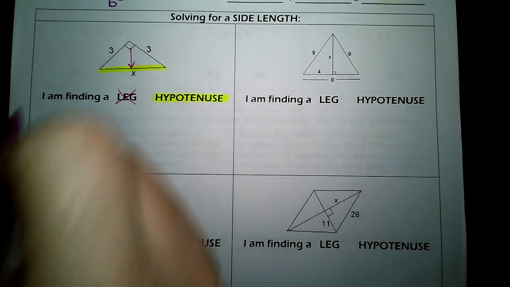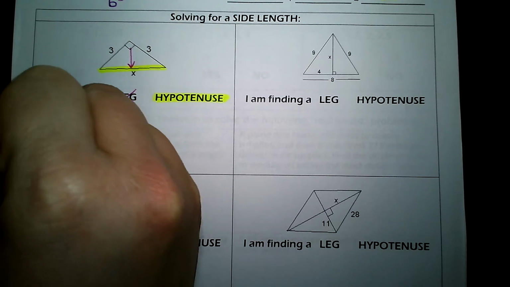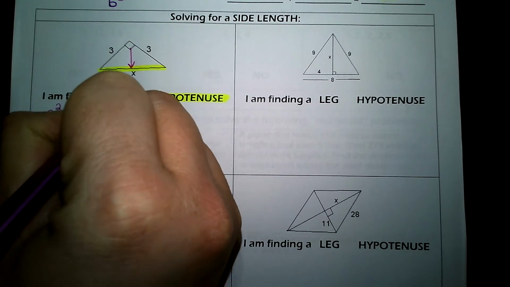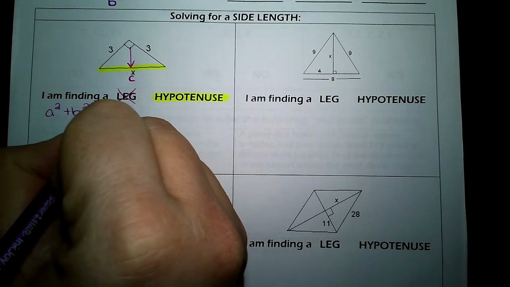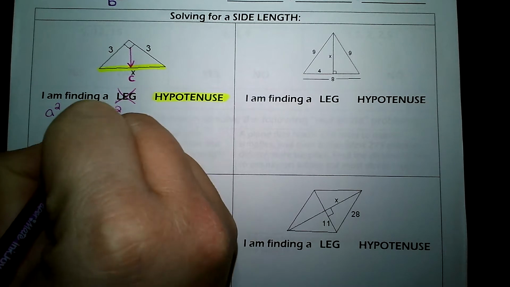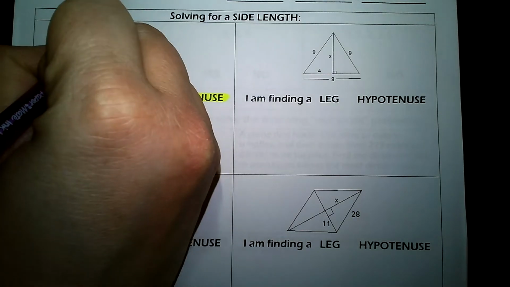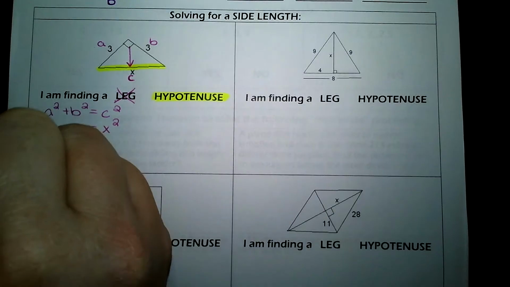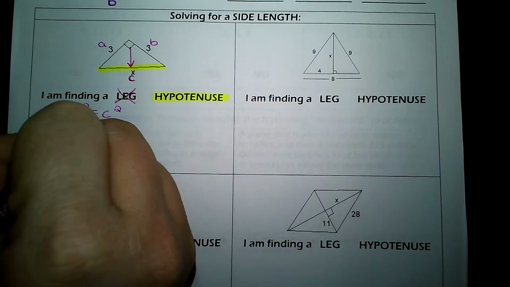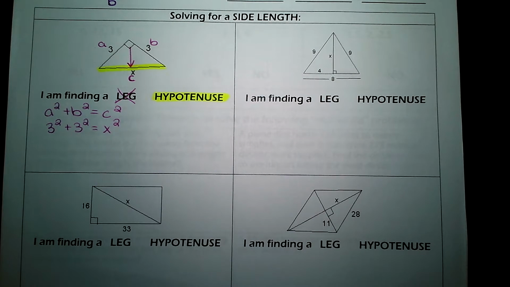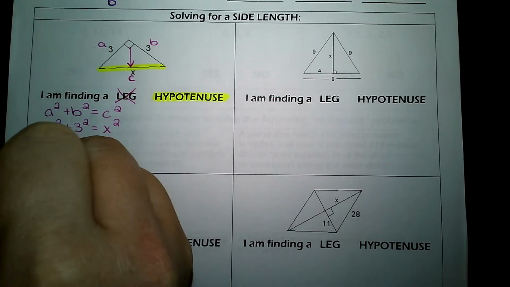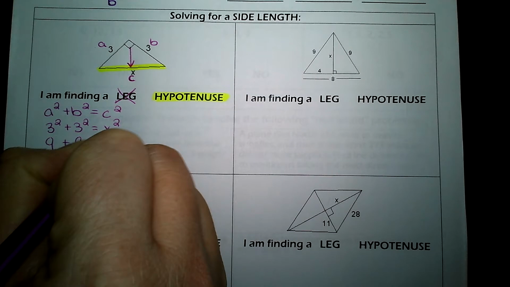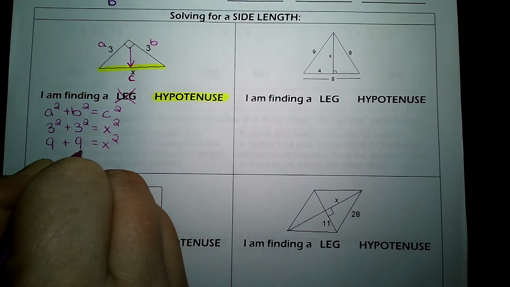All right, so here's my theorem. A squared plus B squared equals C squared. We are trying to solve for the hypotenuse, so my X replaces the C. We are given the two legs. We are given A and B. They're both 3. All right, so now let's turn our algebra skills on. Square first. 3 times itself is 9. 9 plus 9 is 18.